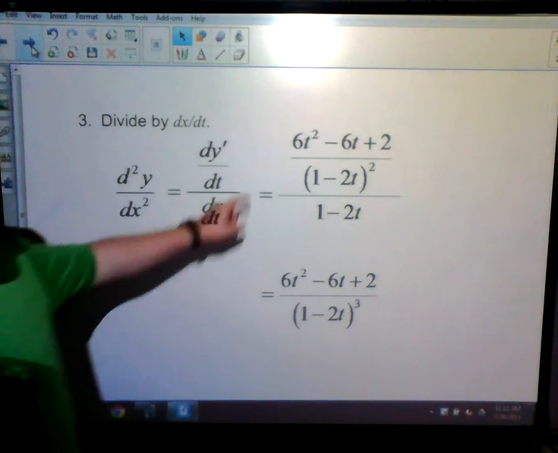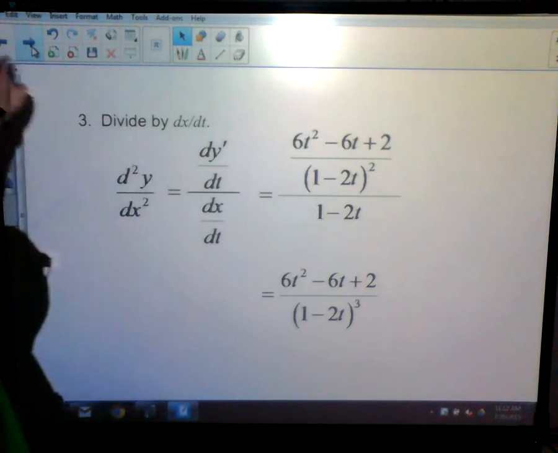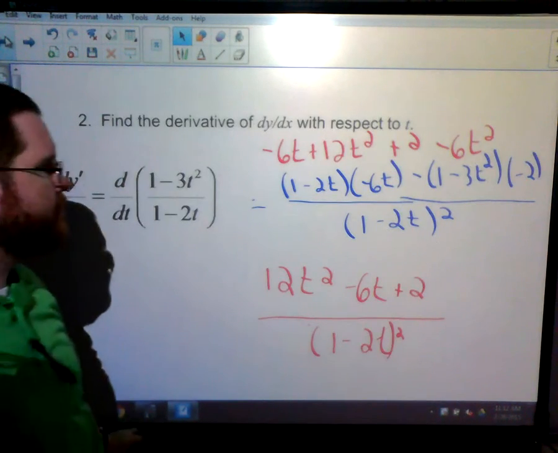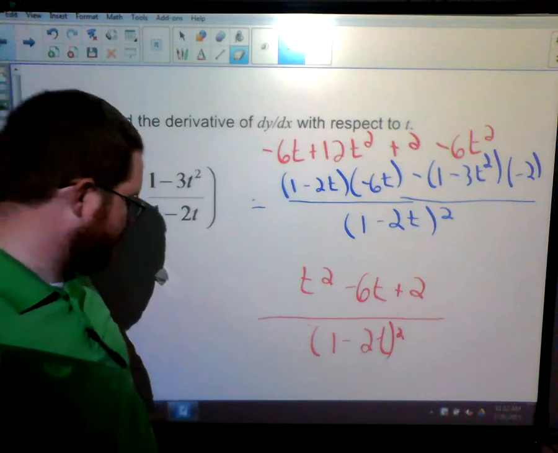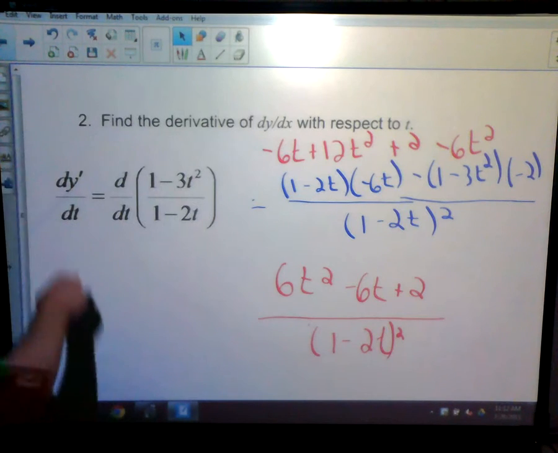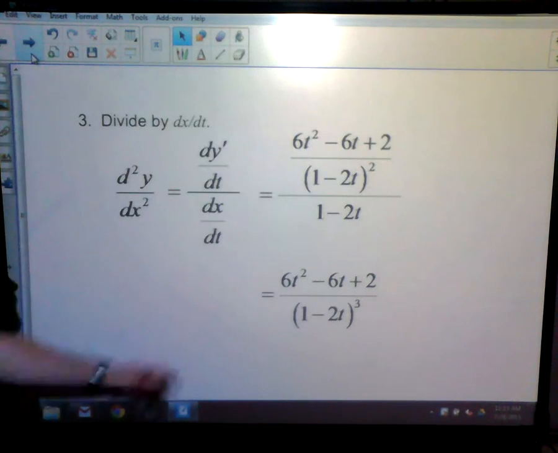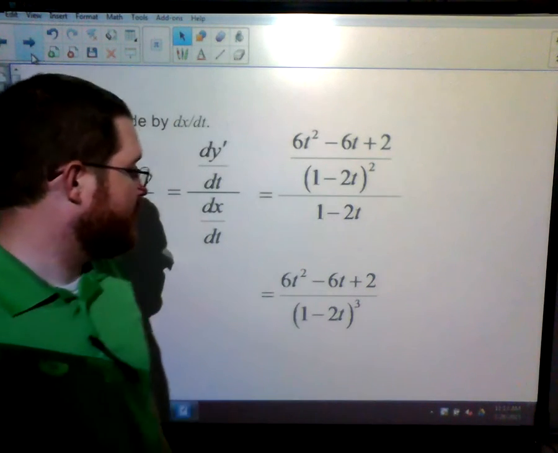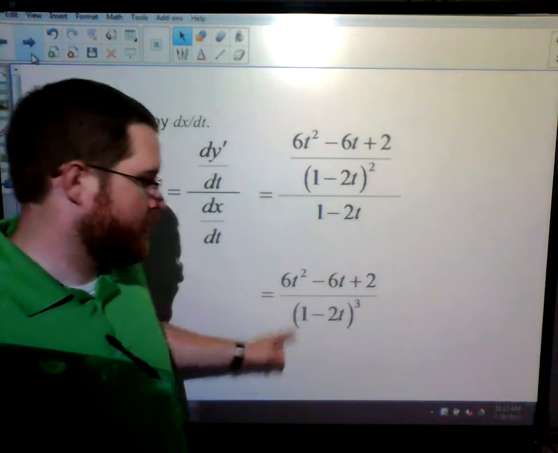Now, we take what we just found. No, sorry. That should be 6t squared. What we just found, and divide by dx/dt again, which just makes that cubed.